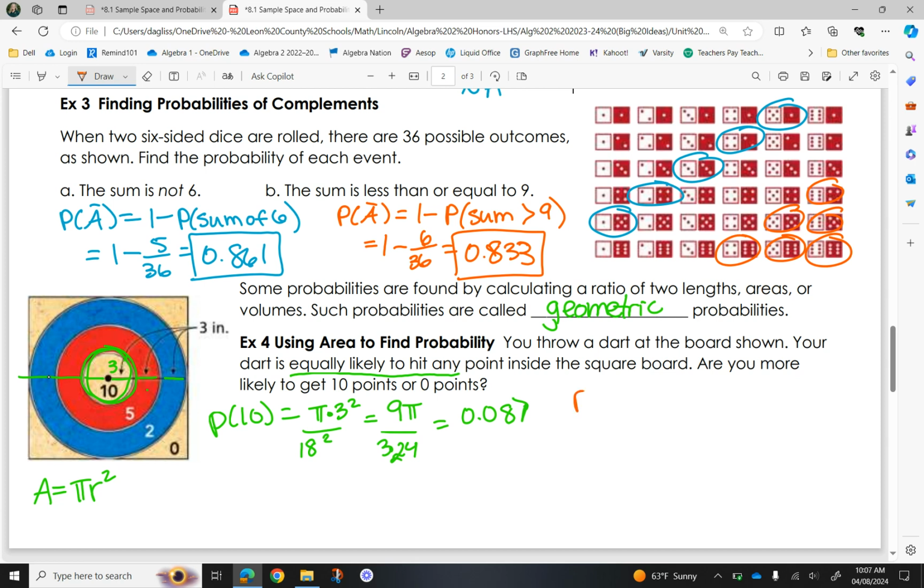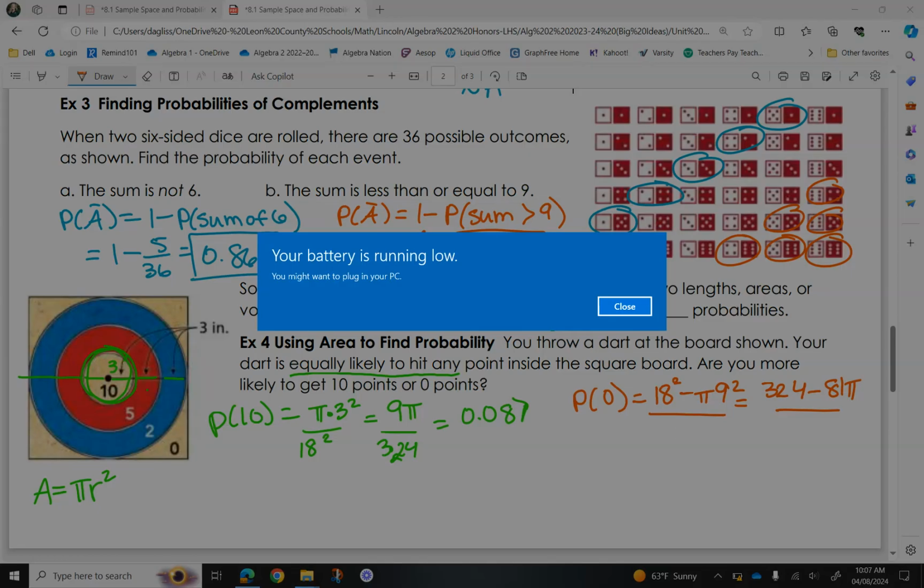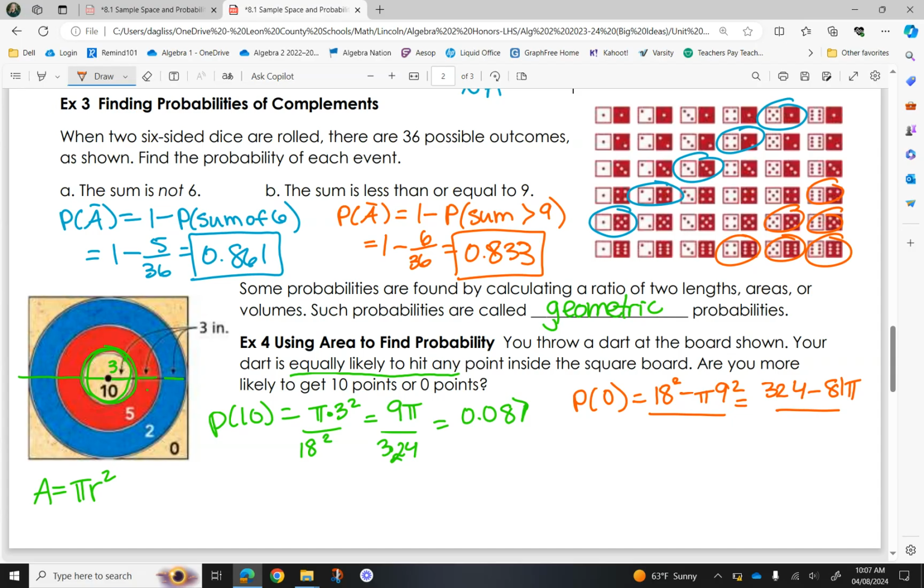Now let's find 0 points. That's everything outside of my circle, right? So my whole board, which we already know is 18 squared, minus the entire circle, that's going to be pi times 9 squared. So 324 minus 81 pi, divided by the entire board, which we know is 18 squared.